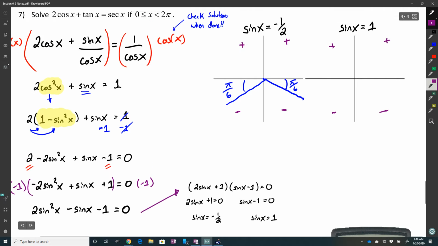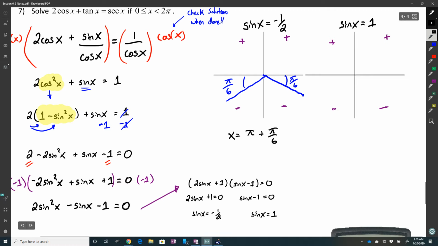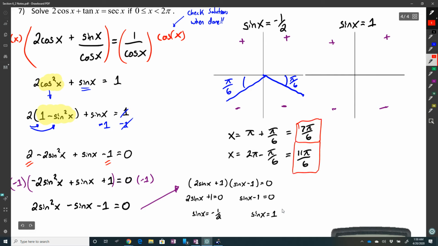All right. So the answers I get from this are x is equal to, you have a half rotation, so pi plus pi over 6, and then you have a full rotation minus pi over 6. So pi plus pi over 6 is 7 pi over 6. 2 pi minus pi over 6 is 11 pi over 6. All right, so these are your solutions. One right there, one right there.